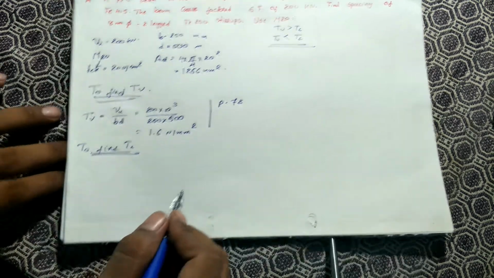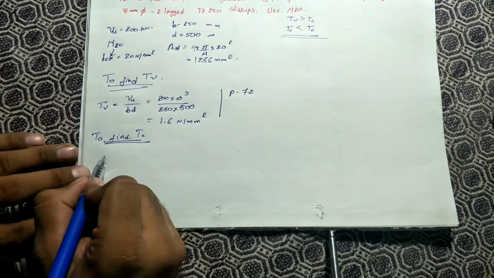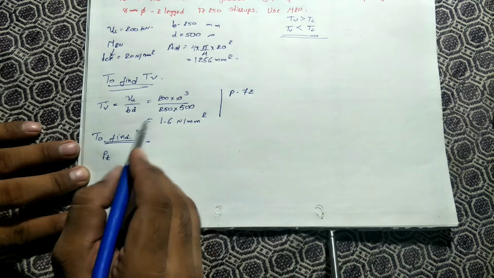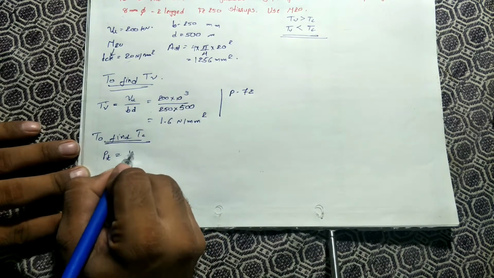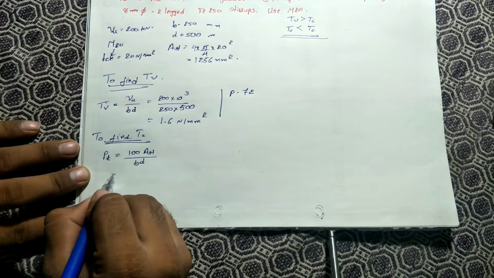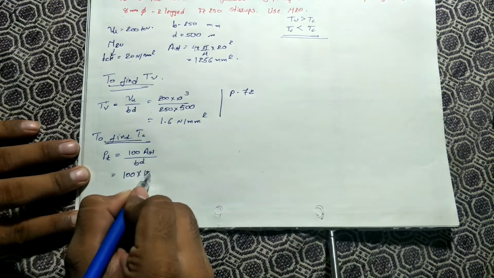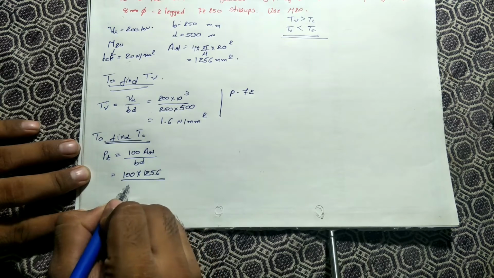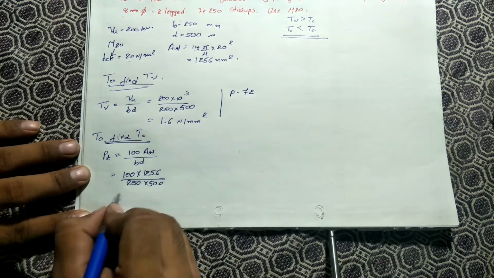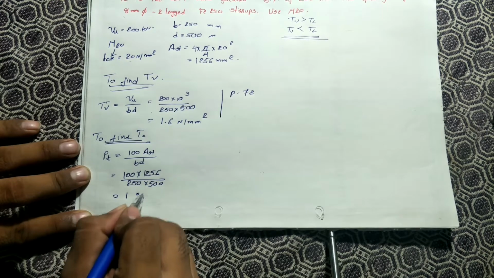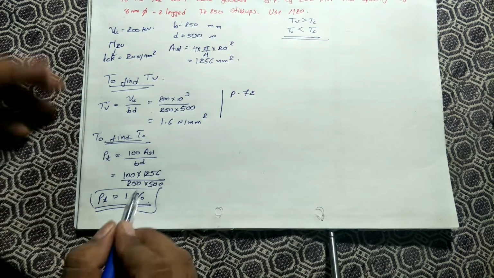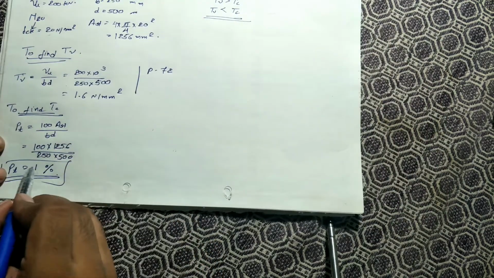For tau c, I told you that first we have to calculate the percentage of steel. If it is not given, then we have to calculate it by using this equation: 100 Ast by BD. So 100 into 1256 area divided by B is 250 into 500. So the percentage of steel is 1%. Okay, so now you have to calculate tau c based on this.